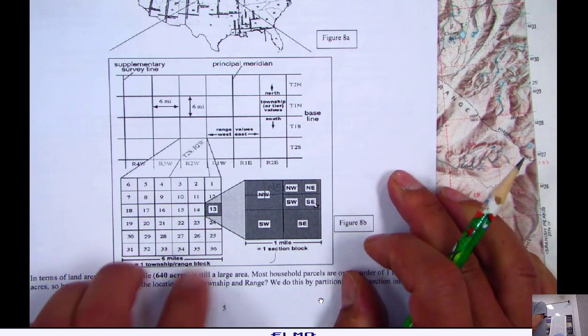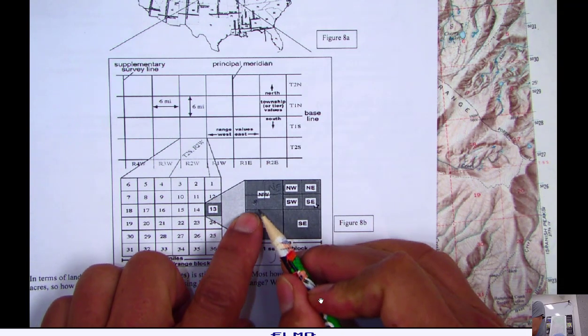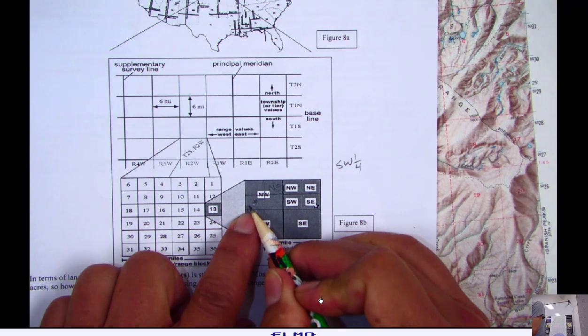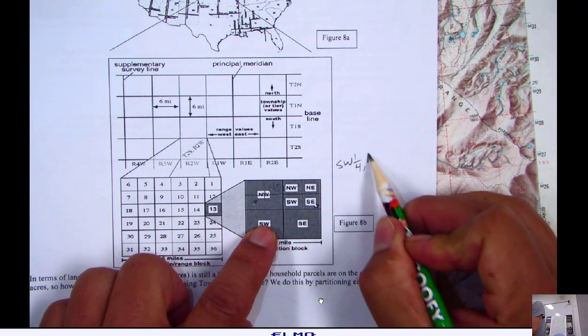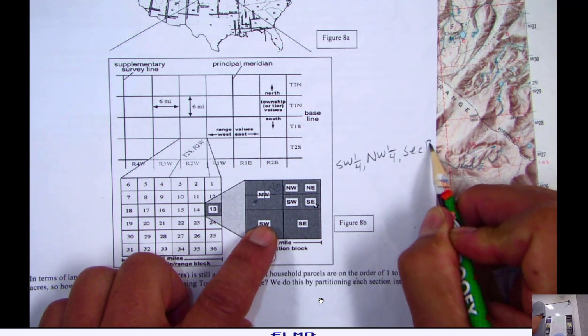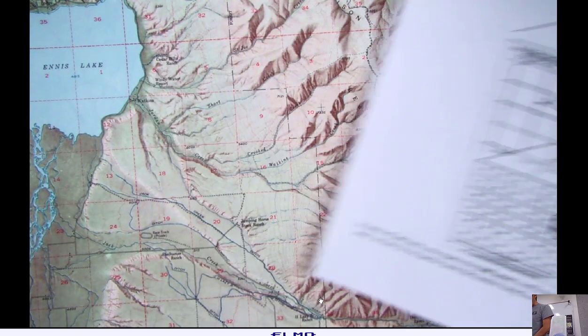So it's kind of confusing. So let's add a point right here. That would be the southwest quarter, right? Because it's south and west. But it's in this bigger box, which is the northwest quarter of the northwest quarter, and it's section 13, right? So that's how you would designate these points. And that's what I'm going to have you do on this lab.